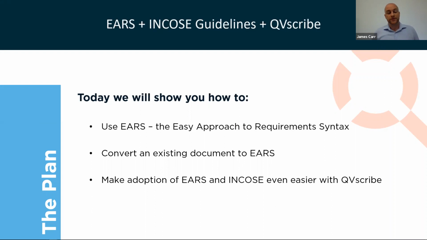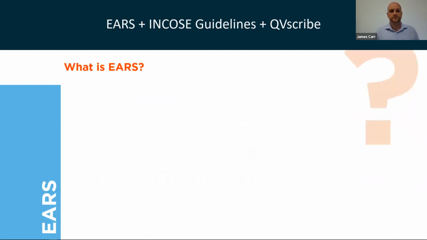Then I'll jump into actually converting a document that was written without EARS over to EARS, so you can see how you can approach that if you decide to convert some of your core documents over to this approach, if you decide to adopt it. And then I will also talk about making the adoption of EARS and INCOSE even easier using that QV Scribe tool that I showed you a moment ago.